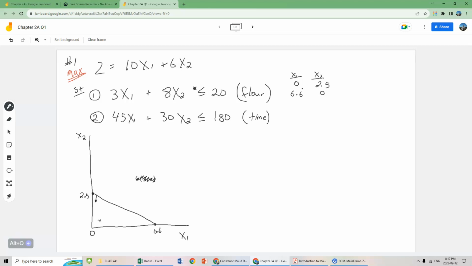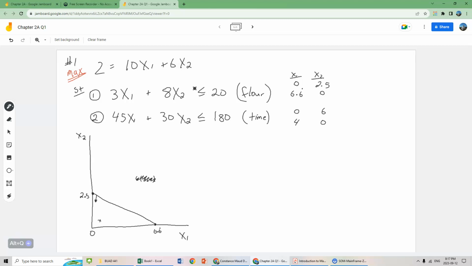So let's do the same thing for constraint number 2. We put 0 in for x1, which leaves us 45 times 0 is 0, plus 30x2 equals 180. 180 divided by 30 gives us a value of 6. Then we alternate that one. We set x2 equal to 0, and we're left with 45x1 plus 0 equals 180. So x1 would be 4. So there's our two coordinates for the second line.